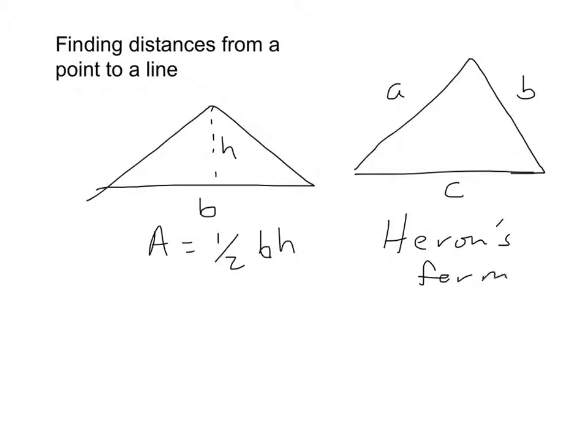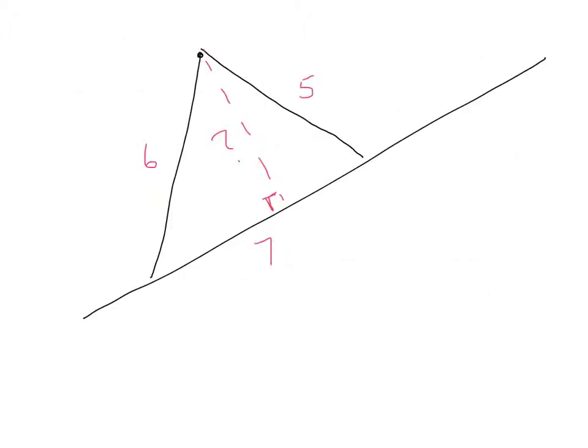And what this tells me now is that I can find the area 2 ways. I can use Heron's formula to find the area. Then using the area and the fact that I know this base here, I can find the height. And that's the question I'm going to want you to do coming up here, because it can be very difficult to find this distance from a point to a line, and this is a cool way to do it. So here's the situation we want to deal with here.